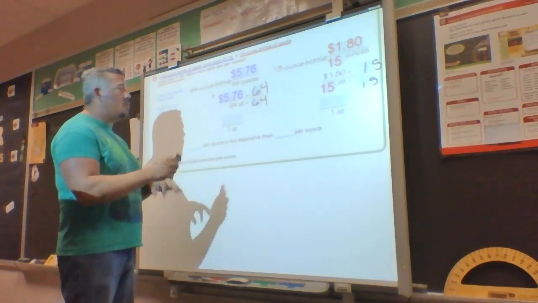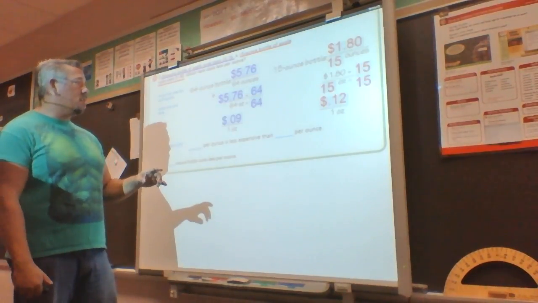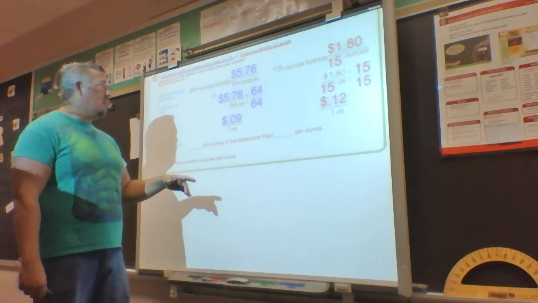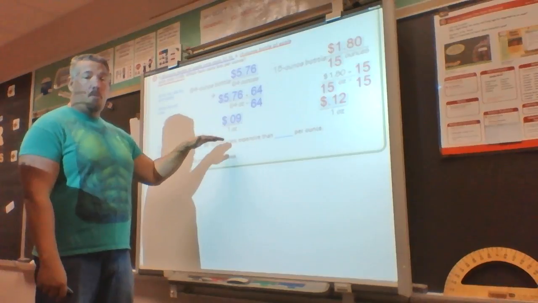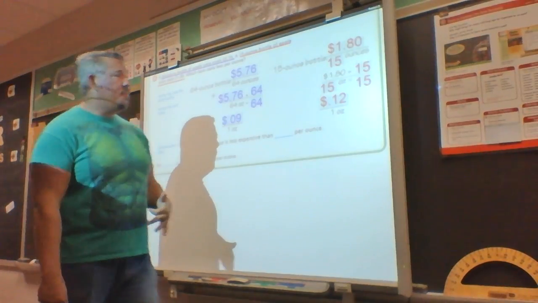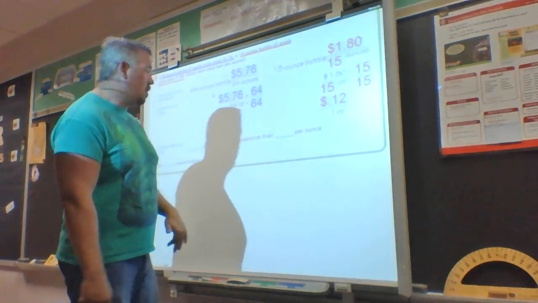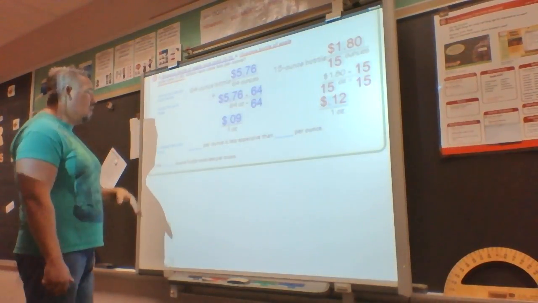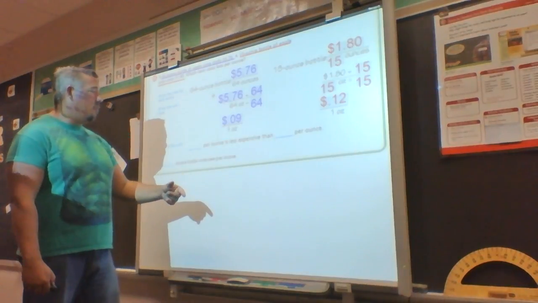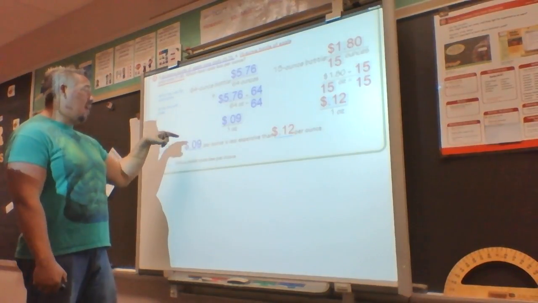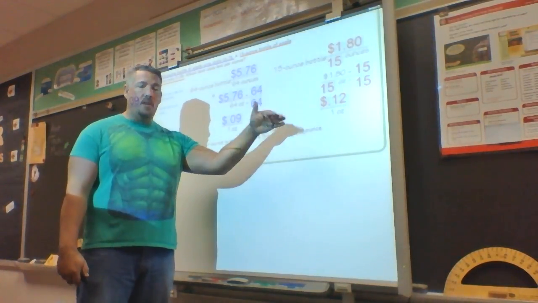Once I do that math, that's where your handy dandy calculator comes into play. You can write down your math and show me your work by typing it in and getting your answers. What I see is that in my 64-ounce bottle I'm spending 9 cents per 1 ounce, and in my 15-ounce bottle I'm spending 12 cents per 1 ounce. So then I look at the questions, compare the rates. Something is less expensive. I would say my 9 cents per ounce is less expensive than my 12 cents per ounce.